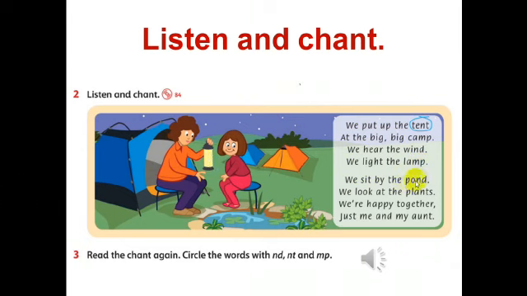We sit by the pond. Pond. And circle pond. We look at the plants. Plants. And. Okay? Circle plants. We're happy together, just me and my aunt. Okay? Circle aunt. Now please circle these words with me. Tent, and, camp, wind, and, lamp, pond, and, plants, and, aunts, and. Okay?